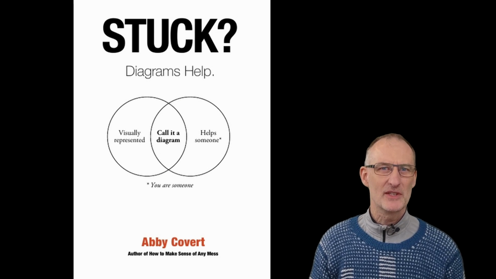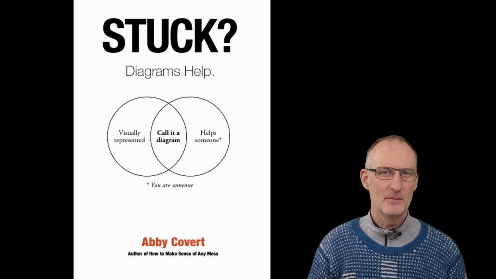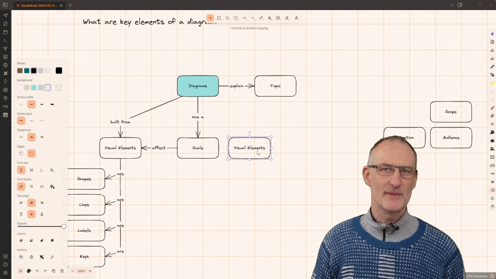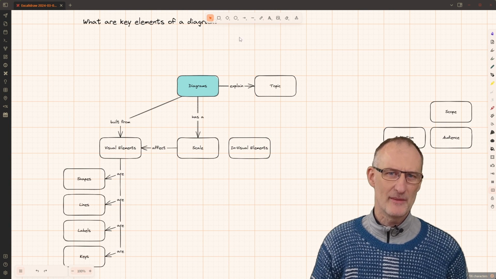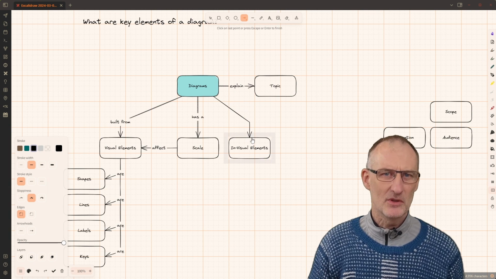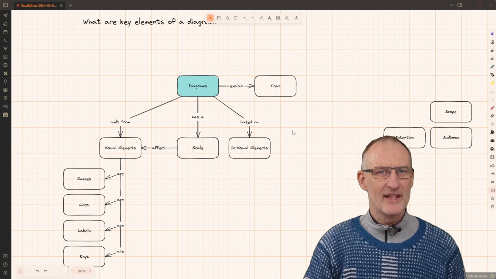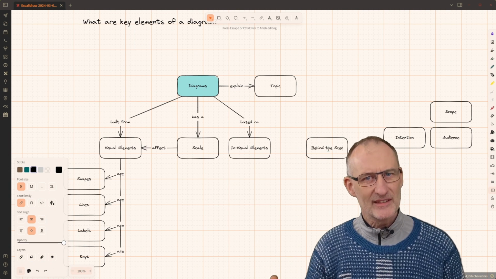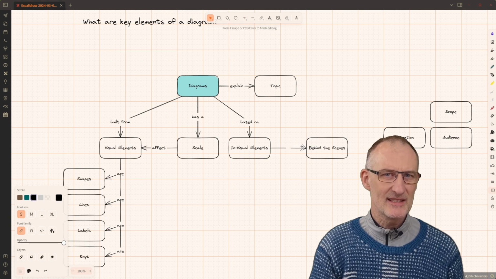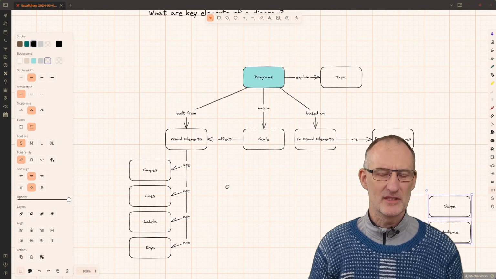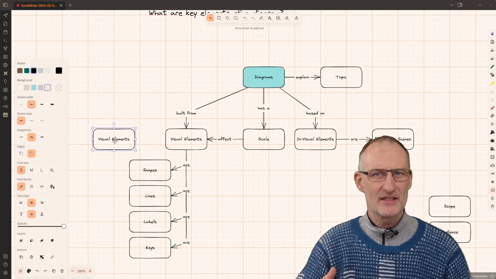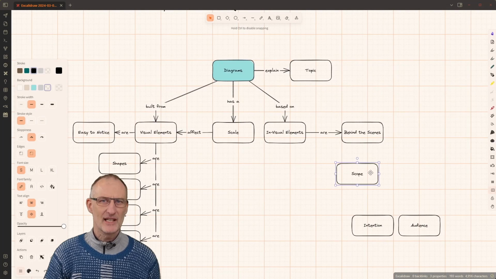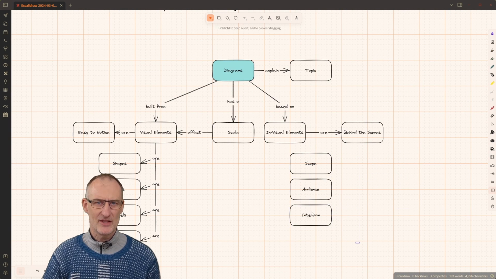Following Abby Covert's terminology from Stuck, diagrams help. I would consider scope, audience, and intention as invisual elements because they influence the final visual representation but are invisible at first sight. Therefore, a diagram is based on invisual elements. These invisual elements are behind the scenes because they are not immediately noticeable. This is in contrast to visual elements that are easy to notice. Invisual elements are scope, audience, and intention.